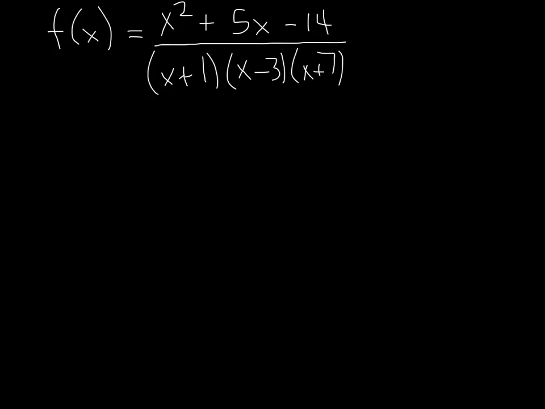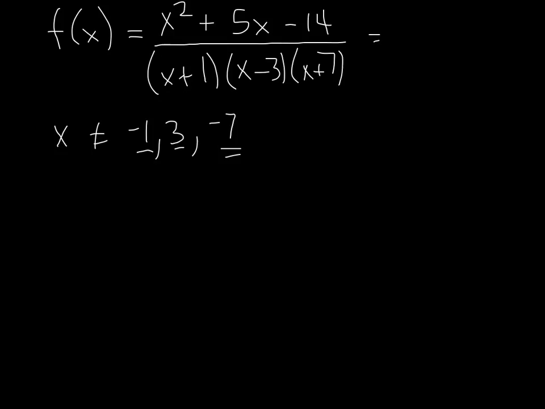At first glance, when you look at the domain restrictions, you see that x cannot equal -1, cannot equal 3, and cannot equal -7. However, x equals -7 is not a vertical asymptote. X equals -1 and x equals 3 are both vertical asymptotes. Why does this happen? Well, let's look at the numerator.